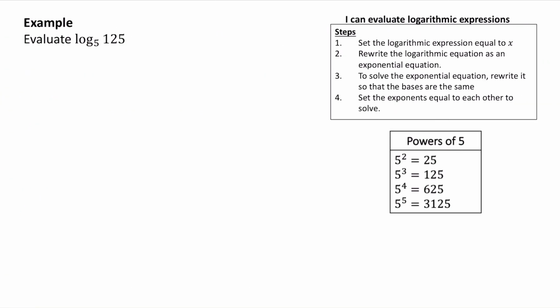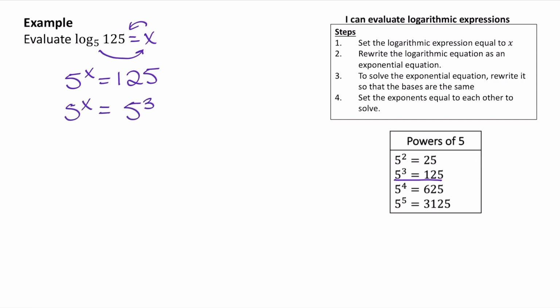So in this problem, it says evaluate the log base 5 of 125. So even though it's not set equal to anything, I can just say this equals x, right? Because x is the unknown that I'm trying to find. So I can go ahead and rewrite this in exponential form. So I have 5 to the x equals 125. If I look at my squares and powers chart, I notice that 5 and 125 are both powers of 5. So I can rewrite this as 5 to the x equals 5 cubed. So now I can set the exponents equal to each other, so I have x equals 3.